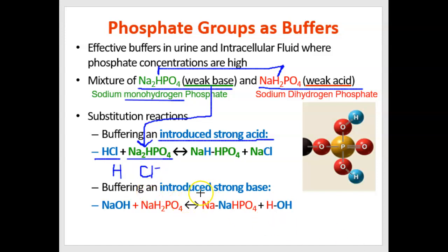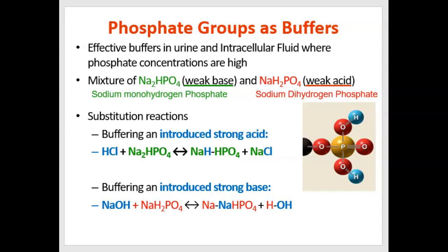And so the hydrogen ion will actually bind to the sodium phosphate. And so then you have left over a sodium that falls off of the weak base and combines with the chloride ion, and you get salt. So that's how the phosphate buffer works when a strong acid is introduced.